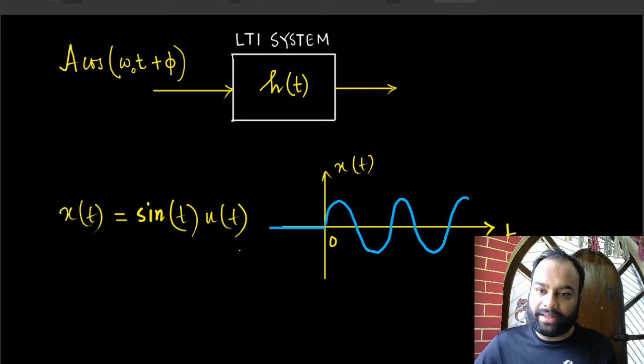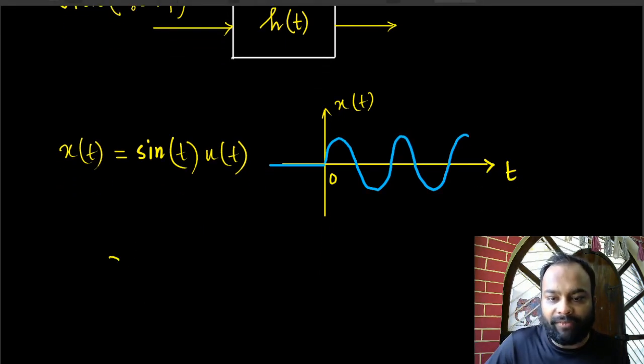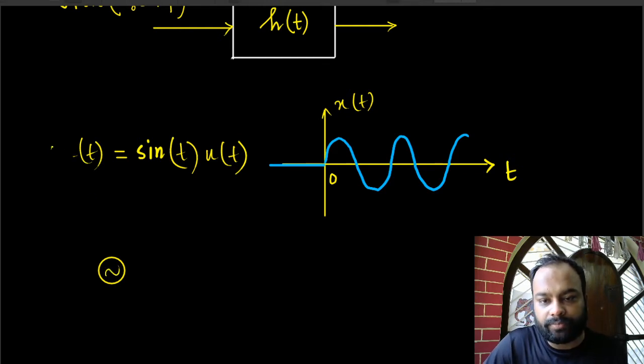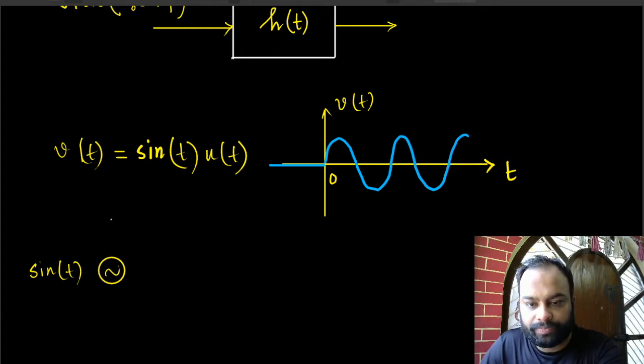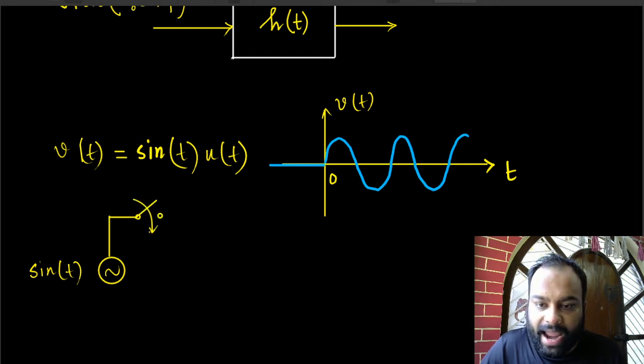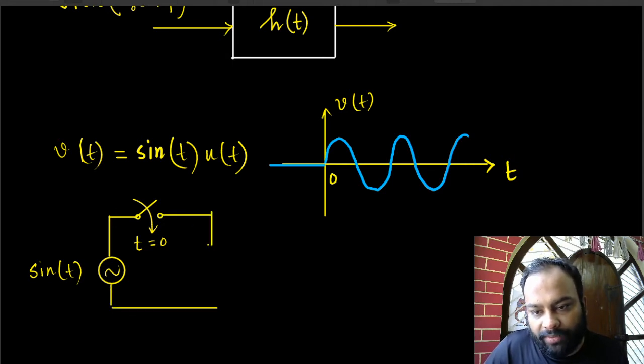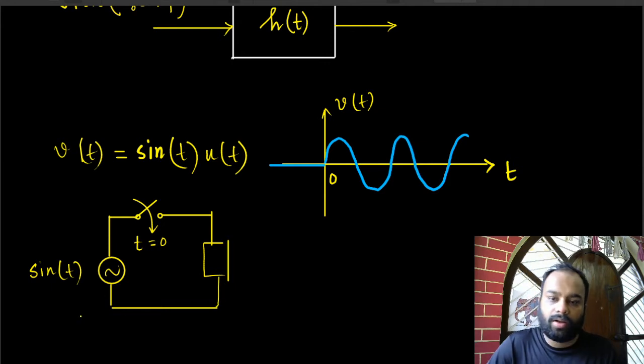When I apply this, what does it mean? It means that I have a sinusoidal source. Applying this kind of a voltage simply means that I have this voltage sin t. But then there was a switch that I connected at t equal to 0, and there was whatever electrical circuit I had, something like that. So this is how I have u(t) multiplied with it.